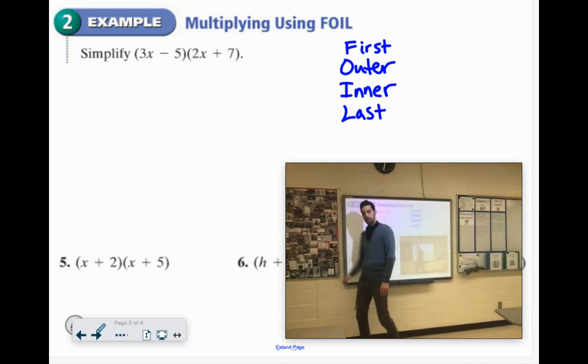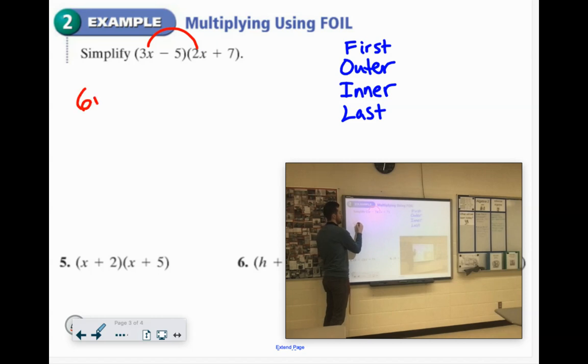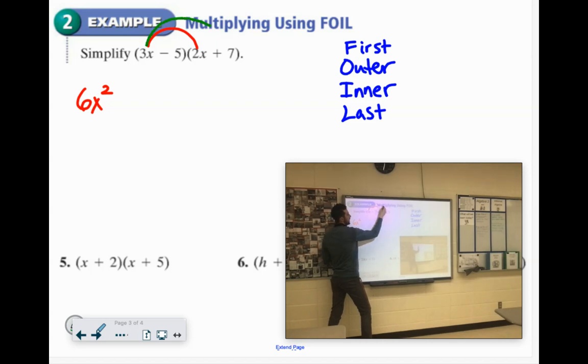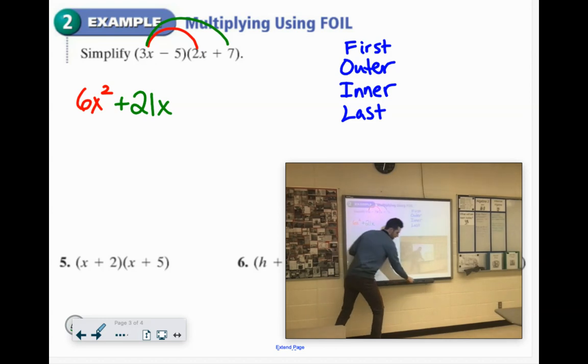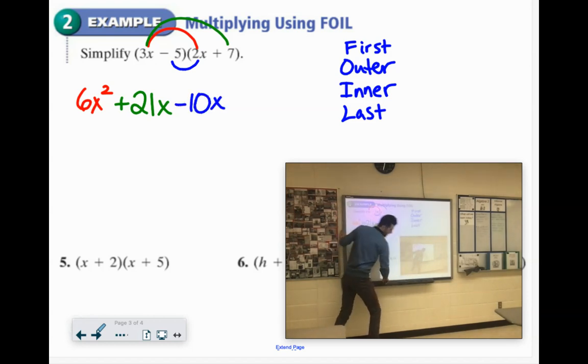So if you look, you multiply the first number in each set of parentheses. So we would do 3x times 2x, which is 6x squared. Then you do the outermost ones. The outermost ones would be 3x and 7. So that would give you 21x. Then you do the innermost ones, the ones towards the center, which would be -5 times 2x, which would give you -10x. And then you do the last number in each set of parentheses, so -5 times 7, -35.